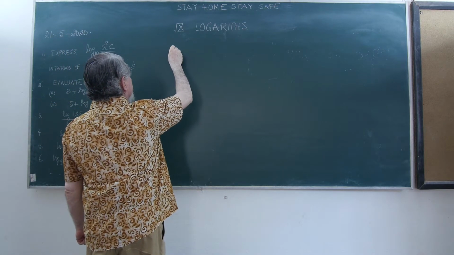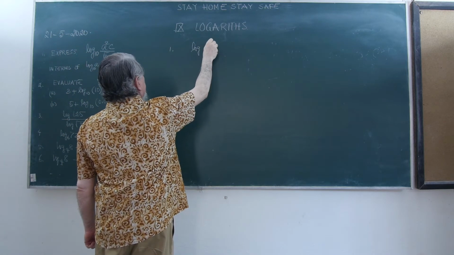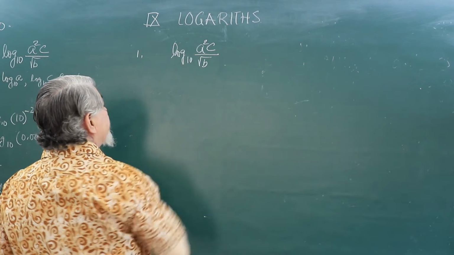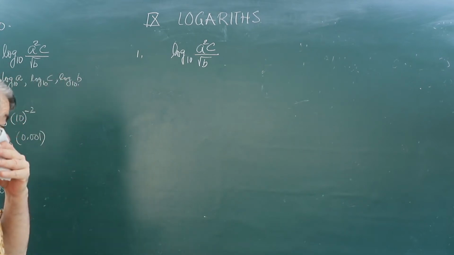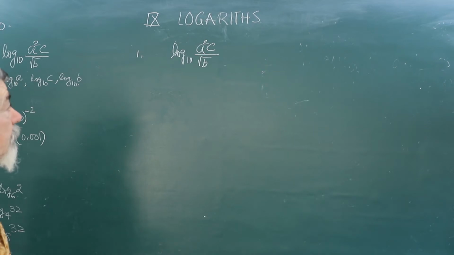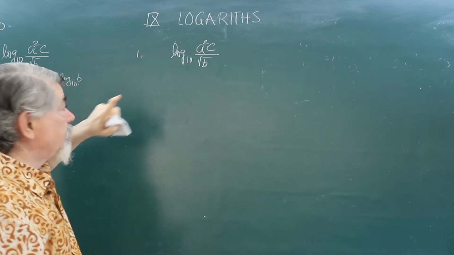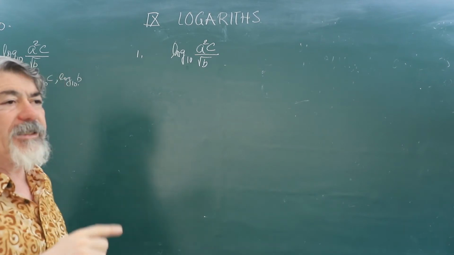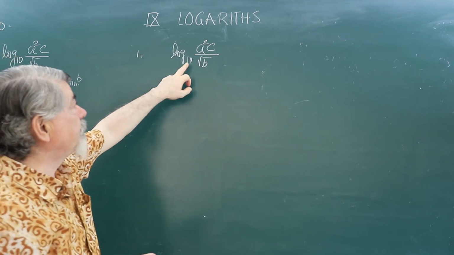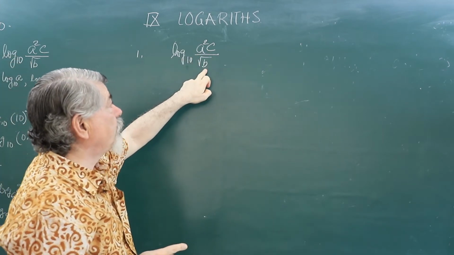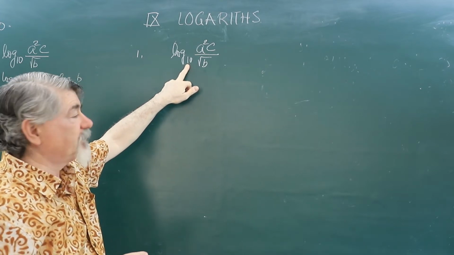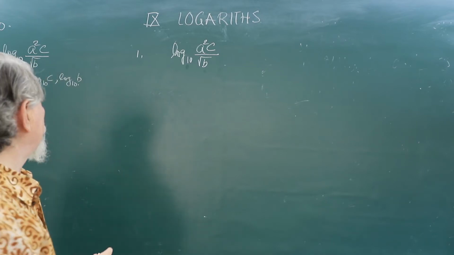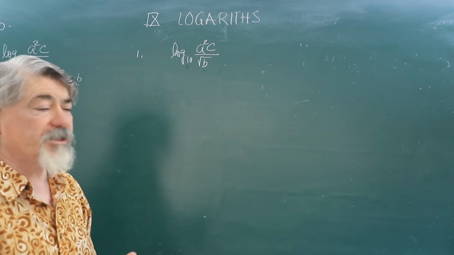First question, he says express log a square c upon under root b to the base 10. Even if the base is not written as 10, it is taken as common logarithm, to the base 10. It is an accepted norm: if 10 is not written, you accept it as base 10, otherwise he will write the base. So it is log a square c upon root b to the base 10, to express in terms of log a, log c and log b.